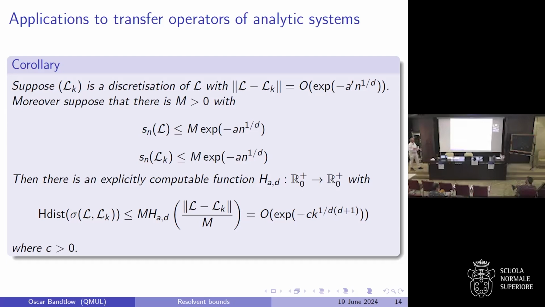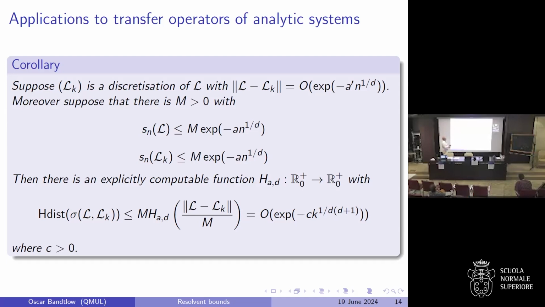which is the interesting bit. So what I'm claiming now is, in this setup, you can find an explicitly computable function, capital H, on the positive reals that gives you an explicitly computable upper bound for the Hausdorff distance of the spectra. And there's also a bracket missing here. This should be sigma lambda, sigma L, sigma LK. I do apologize. Times this constant here, times this universal function.